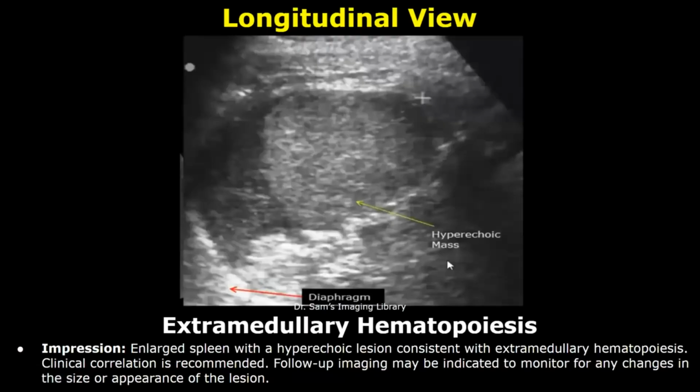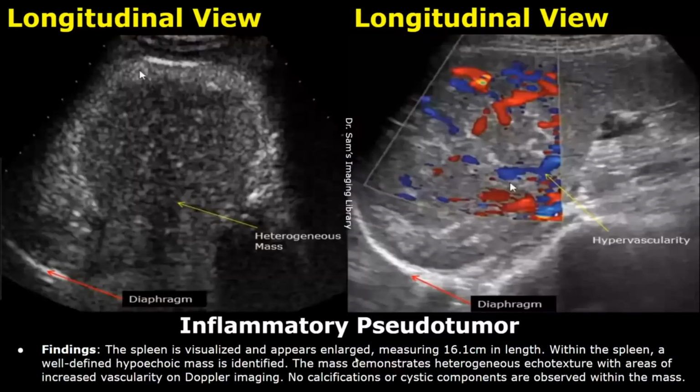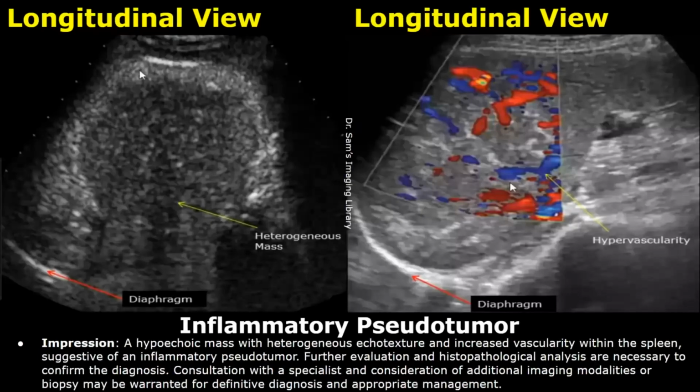The findings for an inflammatory pseudotumor include an enlarged spleen, and in this example, a well-defined hypoechoic mass is identified. It is heterogeneous in echotexture with areas of increased vascularity on Doppler imaging. These findings are written in the impression, and further evaluation including histopathological analysis and additional imaging modalities or biopsy are advised.